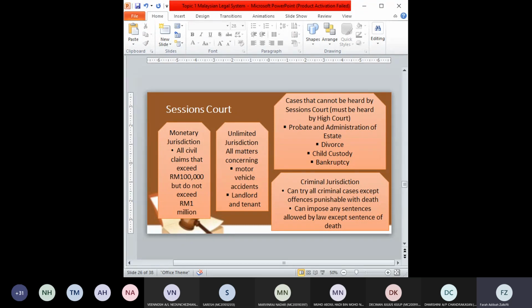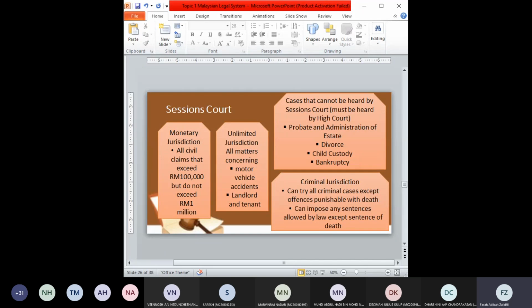At the same time, if what you are claiming concerns a motor vehicle accident, maybe one day you are driving and someone hits your car, and you want to claim damages from the person who hit your car and caused damage to it, that case will be heard at the Sessions Court, no matter how much the claim is. It doesn't matter even if your car is a Lamborghini and the damages cost millions, because it is a motor vehicle accident, the case can be heard by the Sessions Court.